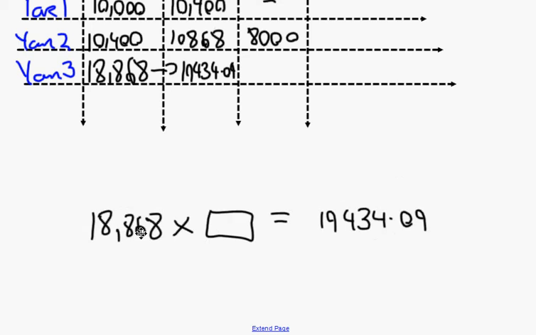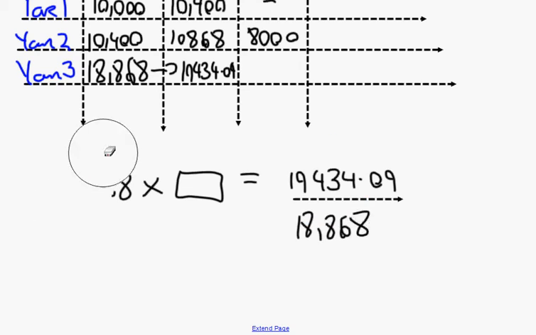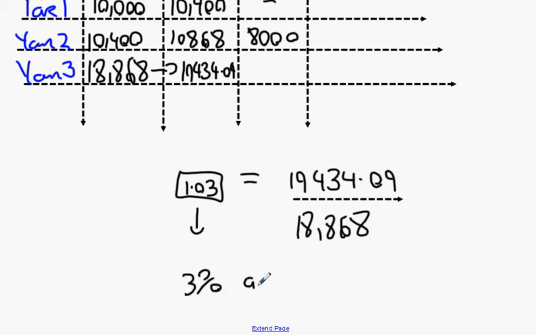So you bring this down and you divide it by the 18,868. And what you get when you divide it? Just the actual number, 1.03. What does 1.03 mean? 3% added. Is that okay? Okay.